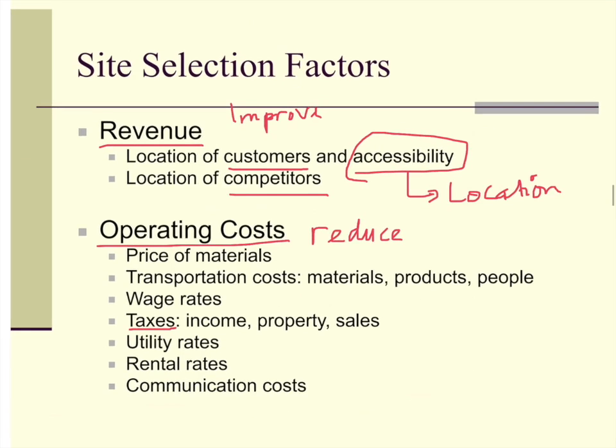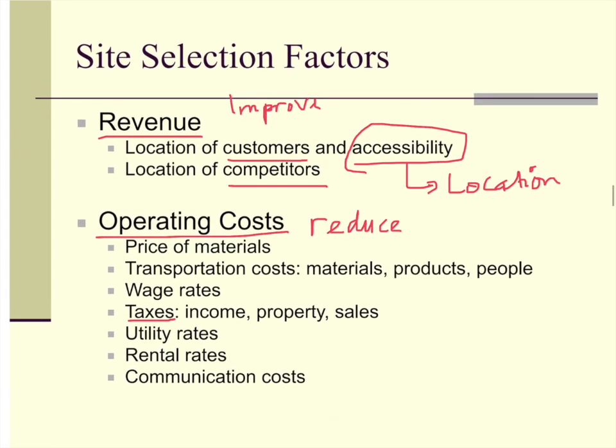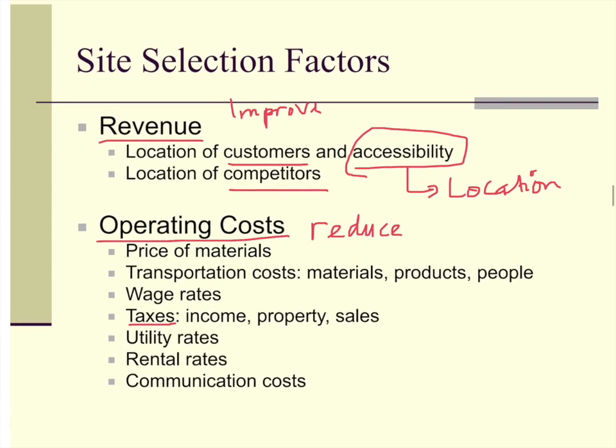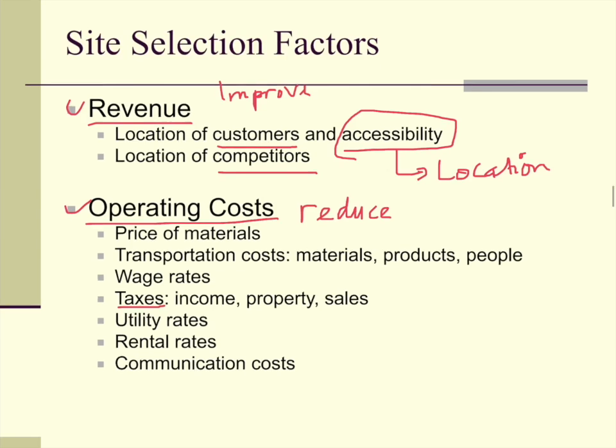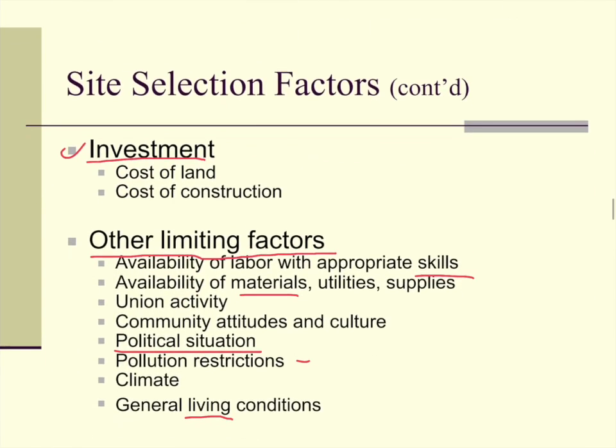Mostly we have three interesting factors: the revenue, the operating costs, and the investment. Those are the three main factors why a company has to move its plant to choose a new site. So this is the site selection factor.